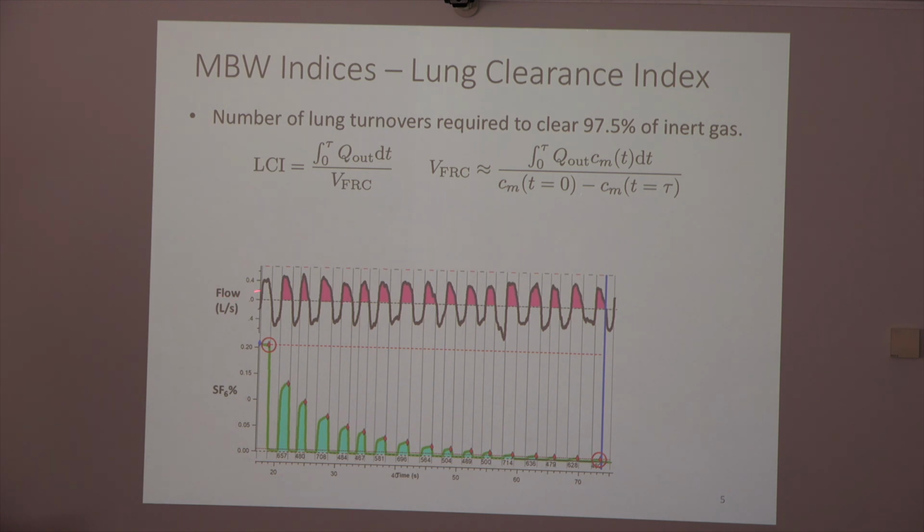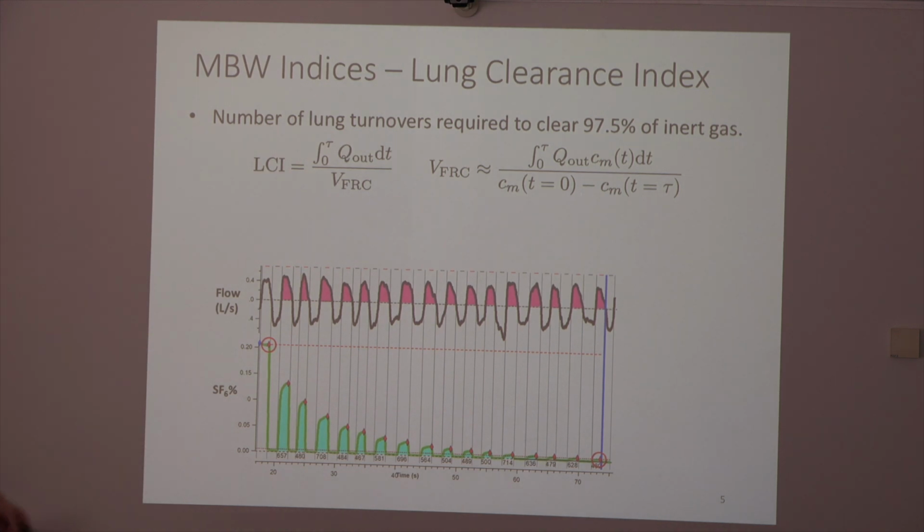So the idea is you integrate over all the flow that's expired, and this gives you your total flow expired in litres, say. Then you estimate the FRC volume of the lung by integrating the total inert gas that's been expired, because you think the lung was roughly evenly filled with it before, and divide that by the concentration. You take the total gas exhaled, divide it by the FRC, and you get a normalized measure.